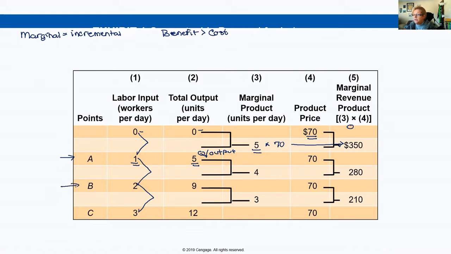Here, we're going to hire a second worker. That second worker will give us 4 additional units of output. So now we have 9 total. The 4 times the 70, the 4 additional units of output that the second labor hour gave us, will give us the 280, and so on and so forth. Now, you might be asking yourself, well, then is there a right amount of workers to hire? And the answer is yes. And I'm going to show you that in an example coming up in a moment.